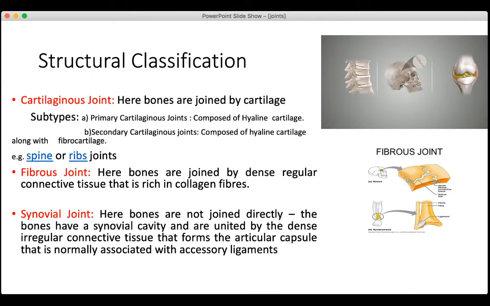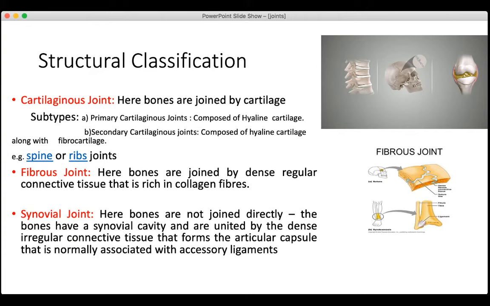What is structural classification and what are the types of these? These are the main three structural classifications. Number one is cartilaginous joint, number two is fibrous joint, and number three is synovial joint. In the diagram on the left side, you can see the three types. Number one, you can see vertebrae and the spine photograph, and these joints are the first category, cartilaginous joints. Second, you can see the skull, and this round shape is the joint, and these kinds of joints are known as fibrous joints. And the third one is synovial joints, and this joint has a proper lubrication system, synovial fluid is there.